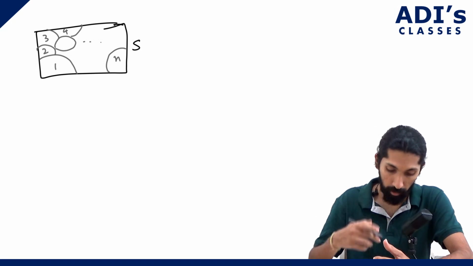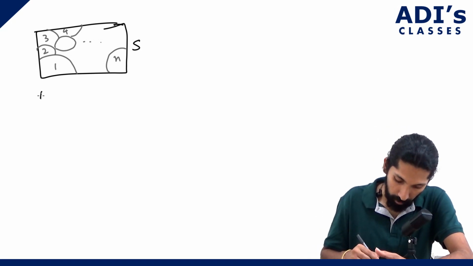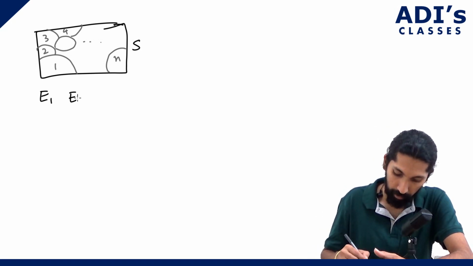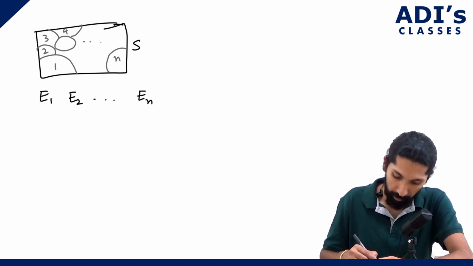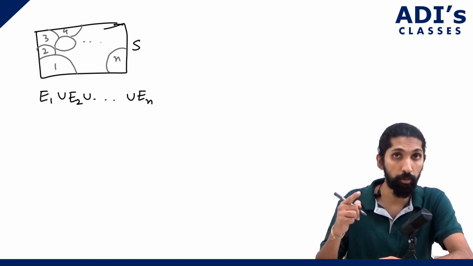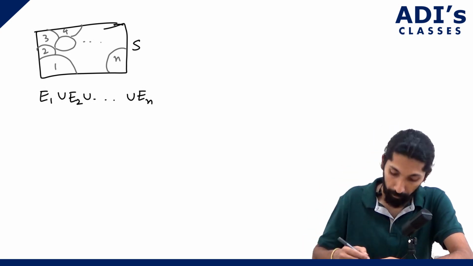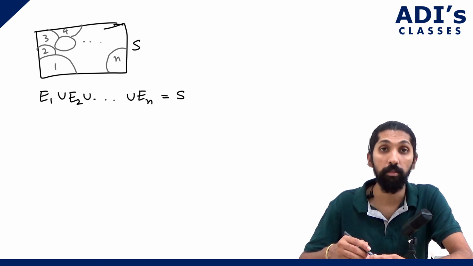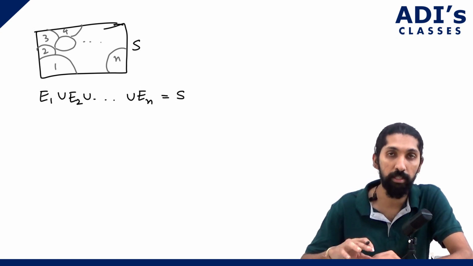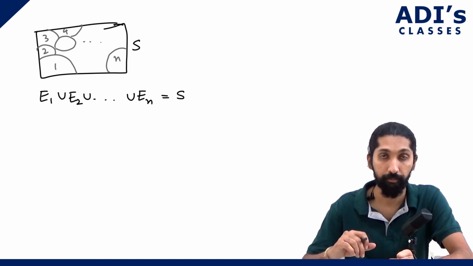Fine. Now here E1, E2, E3, so on till En. There are n number of events, correct? Now, if I take union of all of them, E1 union E2 union E3 till En, this is going to give us the total sample space S, because one sample space has been split into multiple parts, correct?